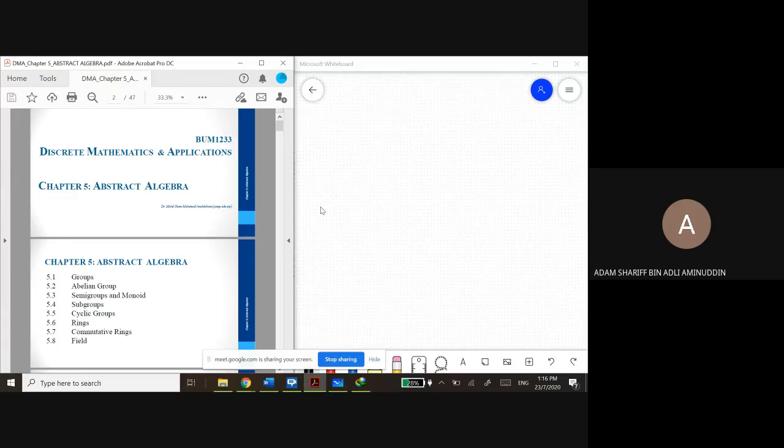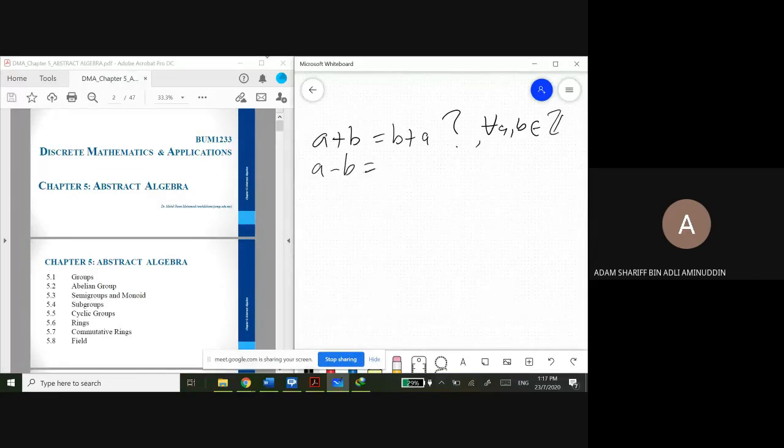It includes asking why. For example, why is A plus B equal to B plus A? Let A and B be any integers. You know that A plus B equals B plus A. You already know that. Right now, we are studying not only A plus B equals B plus A. You can also ask this question: is A minus B equal to B minus A for every integer?